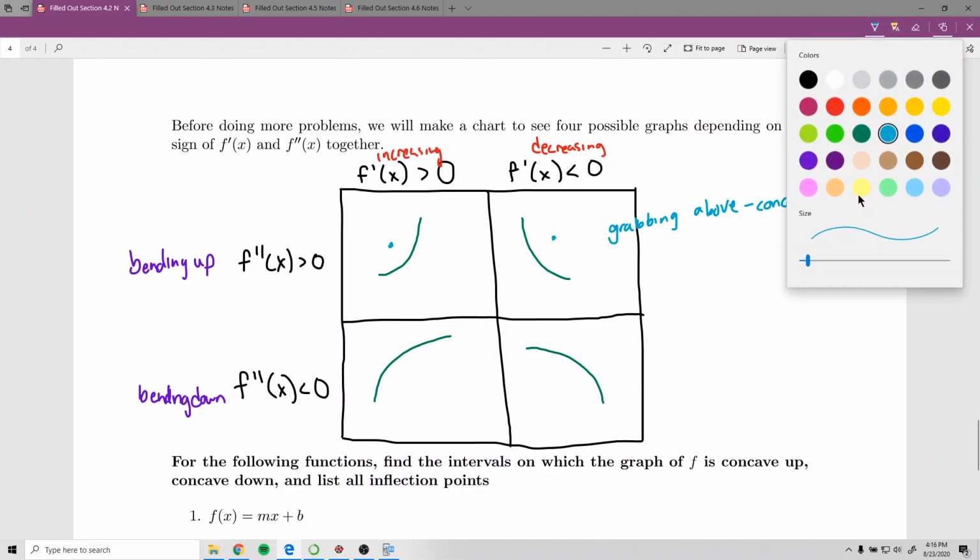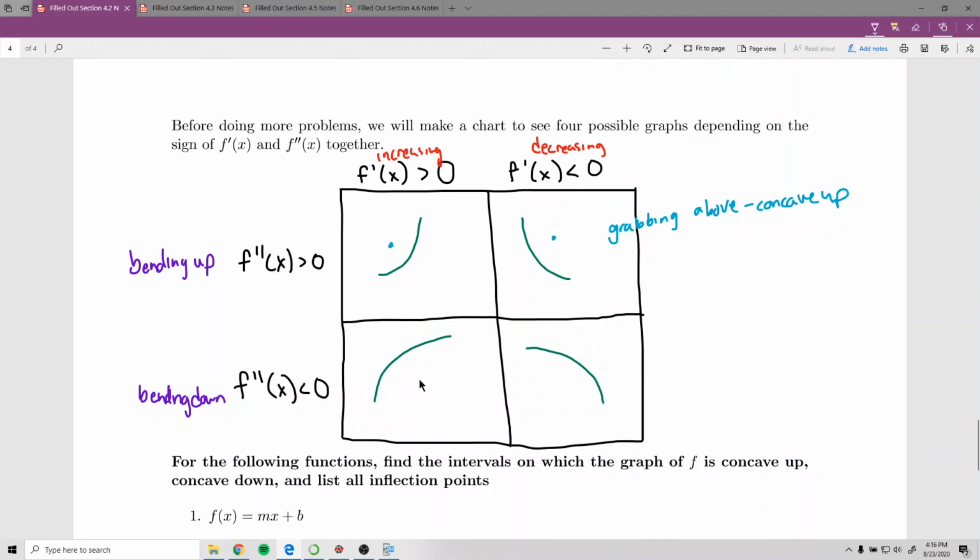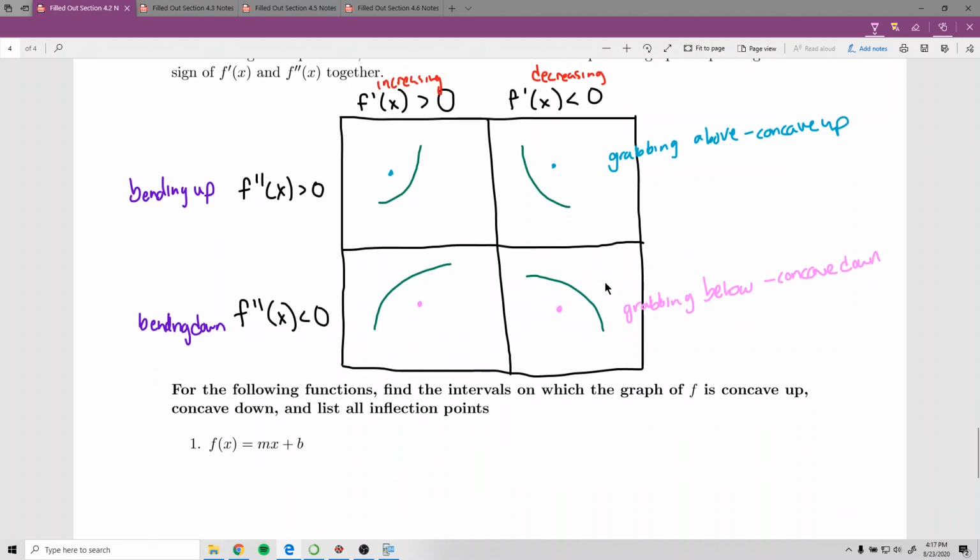And then for the two bottom pictures, if we were trying to grab something and this was the shape of our hand, we'd be trying to grab something below us. So it's concave down. But it's in general very hard to just look at a graph and see exactly where an inflection point is. You can really guesstimate it pretty well with most examples from a graph, but you will have a hard time getting it perfect.